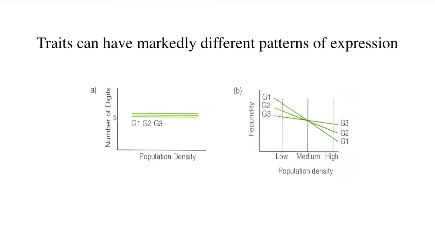If you were to look at low density, you would see genetic variation in fecundity, and at high density, you would see genetic variation in fecundity, but at medium density, you wouldn't see any. You wouldn't realize that there was any genetic variation in the population because they all have the same fecundity at medium density.